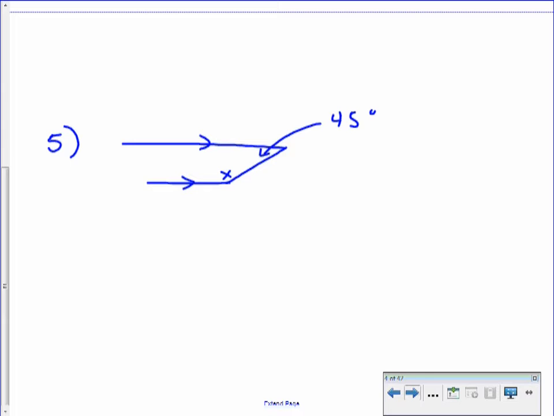Relationship between this one and that one. Is it the same color? Yep, the same side interior, and what is true of same side interior? They equal 180. So one more time, subtract. And that was 135.